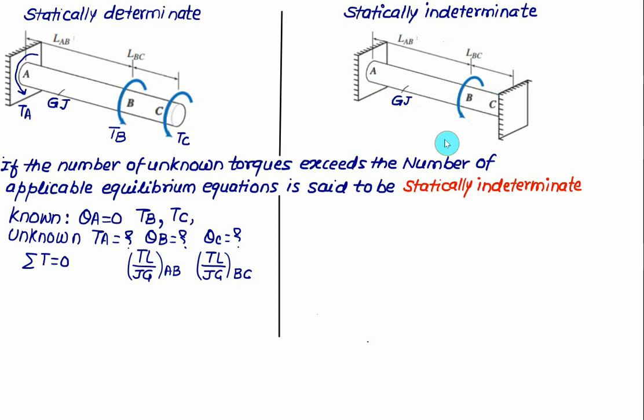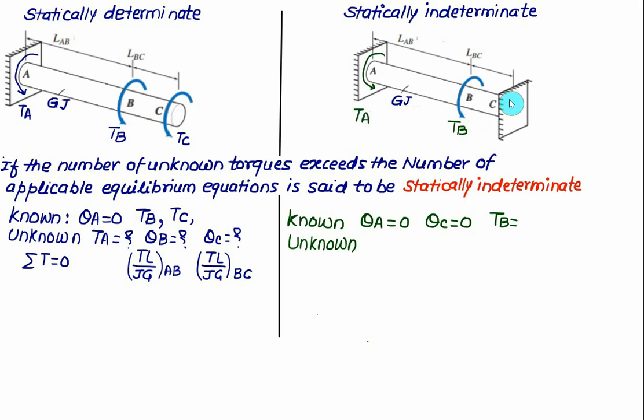In a statically indeterminate problem, we know that theta A equals 0 and theta C equals 0, but we don't know the value of theta B. And one torque is provided here at TB. So the known values are theta A equal to 0 because of the fixed support, theta C equal to 0 because of the fixed support, and one external torque, which must be provided to you. Whereas the unknown values you require in the statically indeterminate case are the reaction torque at A, that is the value of TA, and the value of TC. In addition to that, we require the value of theta B also.